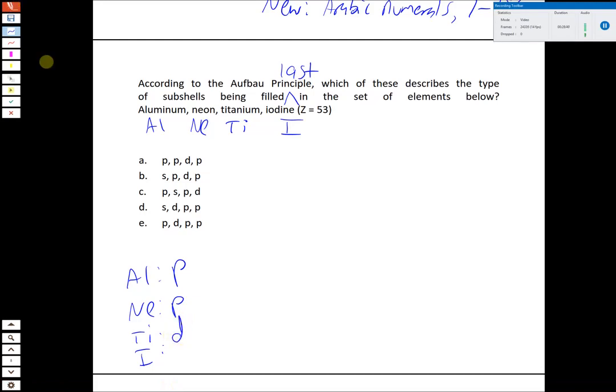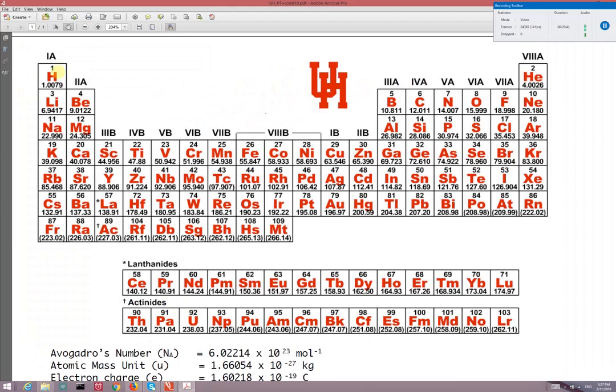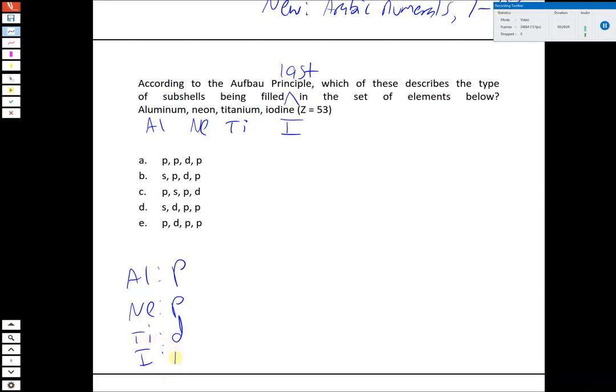And then finally for iodine, iodine is down here in the fifth row of the periodic table. So the noble gas before it is krypton. We then have 5s2, 4d10 to go through the whole d block, and then we're back in the 5p. 5p1, 5p2, 5p3, 5p4, 5p5. So the last electron in iodine goes into the 5p subshell, so it's also going to be a p subshell that's filled last. So the correct one for this would be choice A, which is p, p, d, p. Those are the last subshells filled in these.